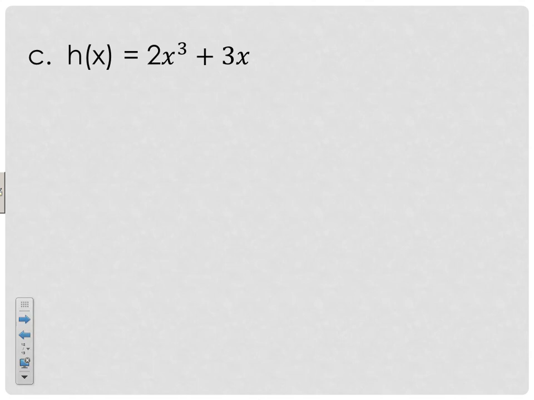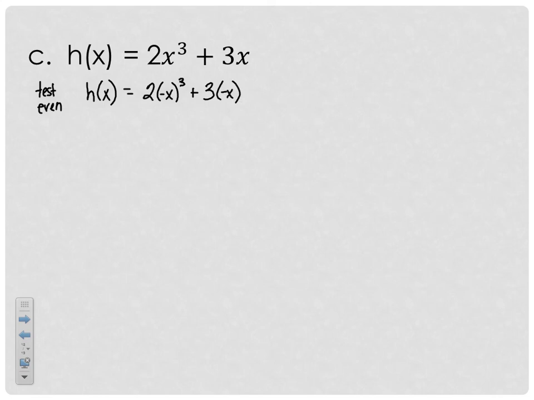The third one, h of x is equal to 2x cubed plus 3x. So let's try the evens test. So for y symmetry again, we're going to put in negative x in place of positive and see what we get. That is not what we started with, so we are not looking at even.